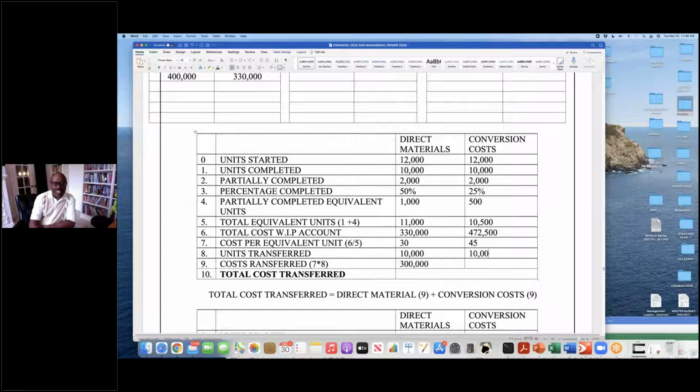So the 10,000. How much of the conversion cost are we going to transfer out? 450,000. Yeah. So the total cost we're going to transfer out is going to be what?